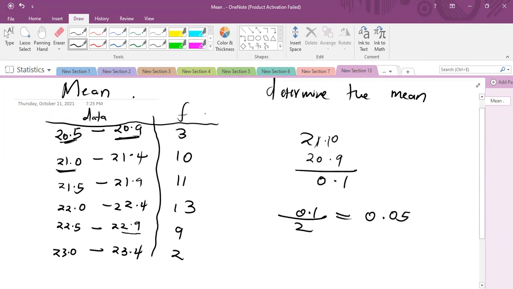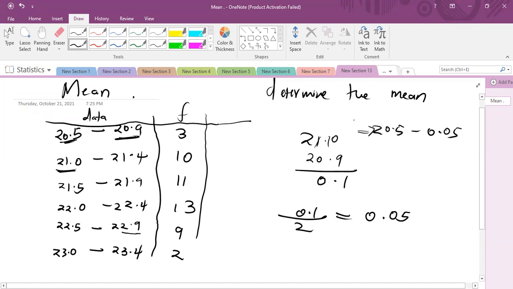0.05. So let's say for the first point here, what's the lower limit? The lower limit will be 20.5 minus 0.05. And the upper limit will be 20.9 plus 0.05. So this is what I will be adding, dividing by 2 to get the midpoint. I hope that's clear, guys. So do that, and then you come back, you give me the answer.